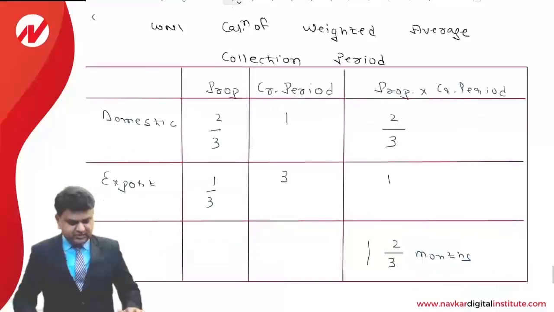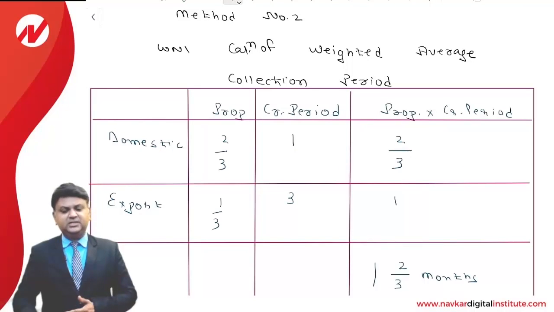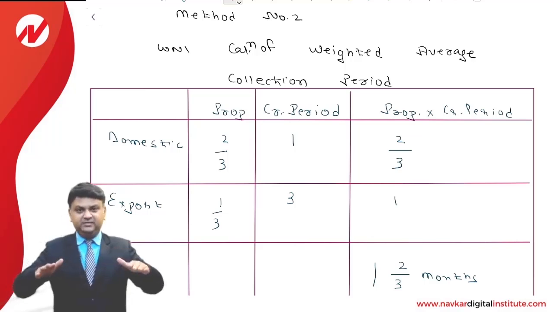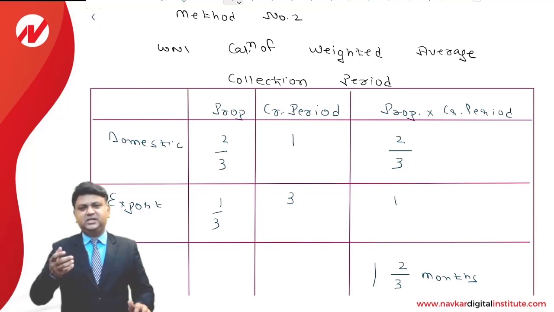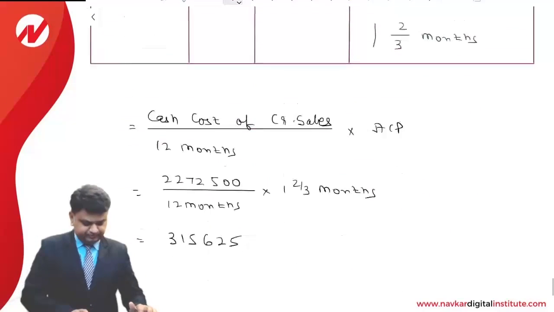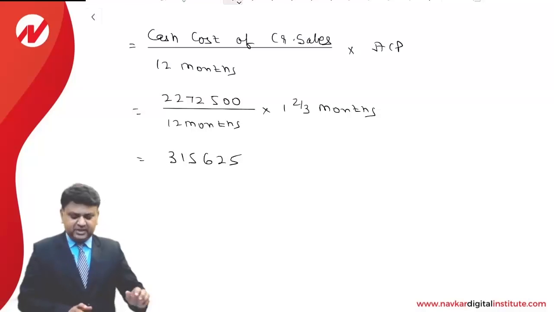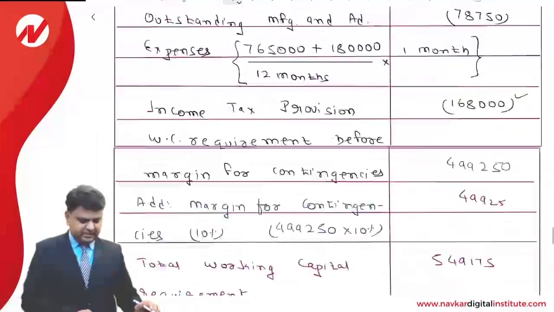Method number 2 is we compute the weighted average collection period. The proportion is 2/3 and 1/3 once again. Credit period is 1 month and 3 months. That is the alternative method by which you can do it. So you can compute the weighted average or overall collection period. It is 1.666666. So we have the collection period, and based on that, finally we make the computation of the debtors. And lastly, the working capital margin and so on.